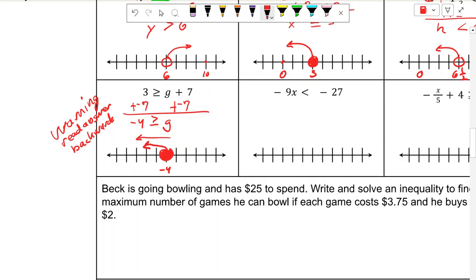Now, to make sure that I'm correct, let's pick something that's less than negative 4. Let's pick something easy, like negative 10. If we put negative 10 in here, in this spot, negative 10 plus 7 is negative 3, and negative 3 is less than 3, so we know we got it right.